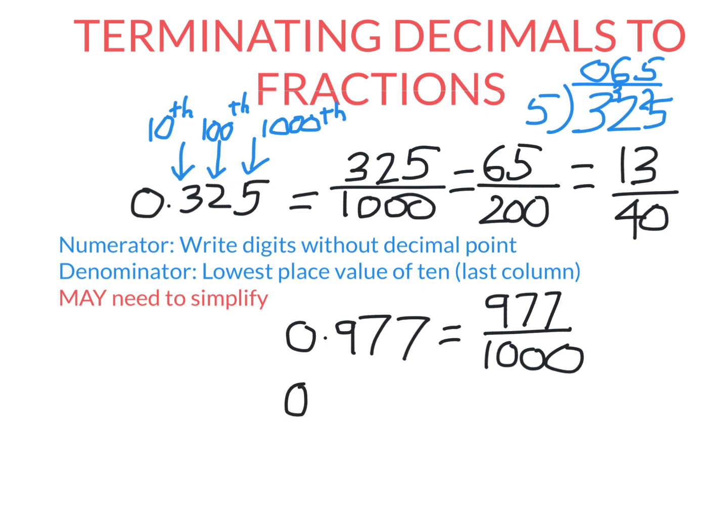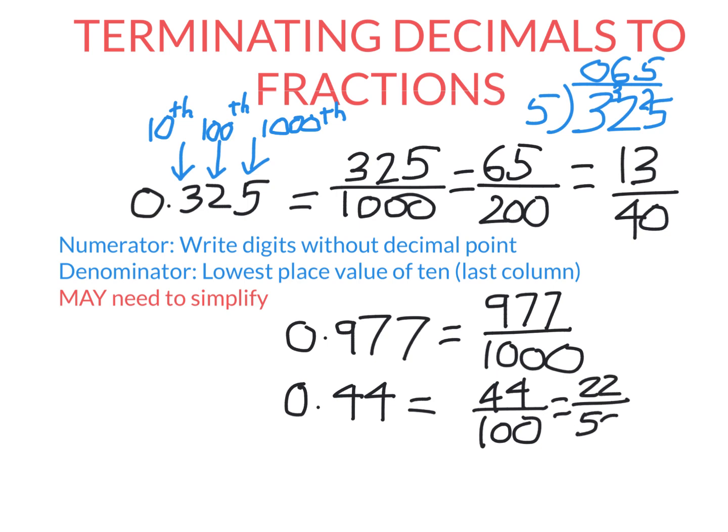So how would I do something like 0.44? Well, I would just write the digits without the decimal point on top. Now on the bottom, the last digit this time is in the hundredths column, so I put 100 on the bottom. So I can simplify the top because it's divisible by 2. It's not divisible by 5, but it's divisible by 2. So divide the top by 2, divide the bottom by 2. But now we still have common factors here. They're both even. So I can divide top and bottom by 2 again, and I get 11 over 25.